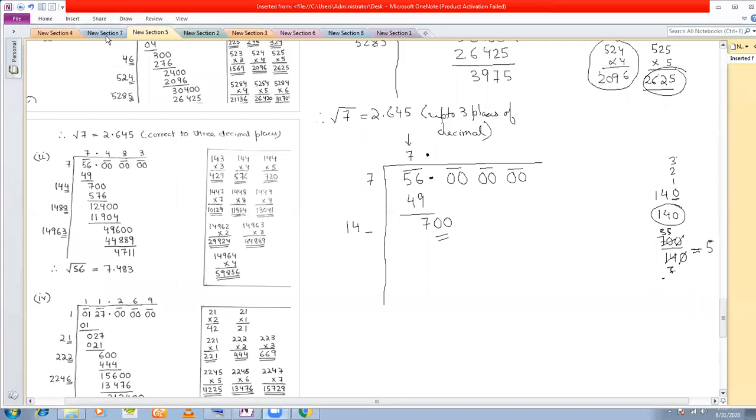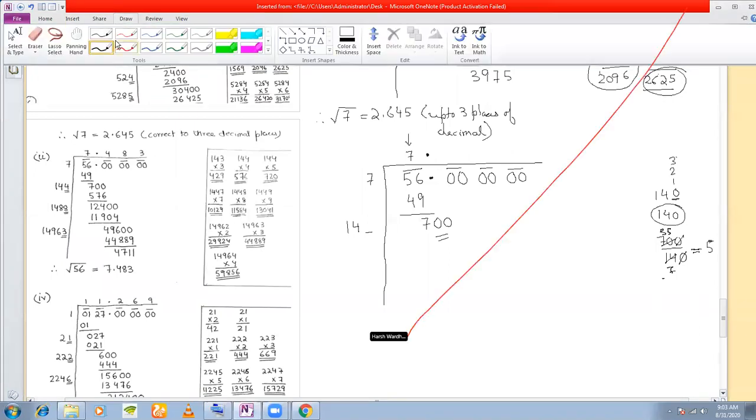People are still coming in. Harshvardhan, remove that.